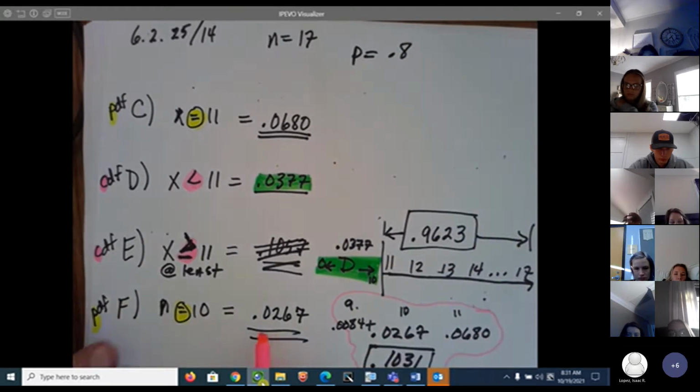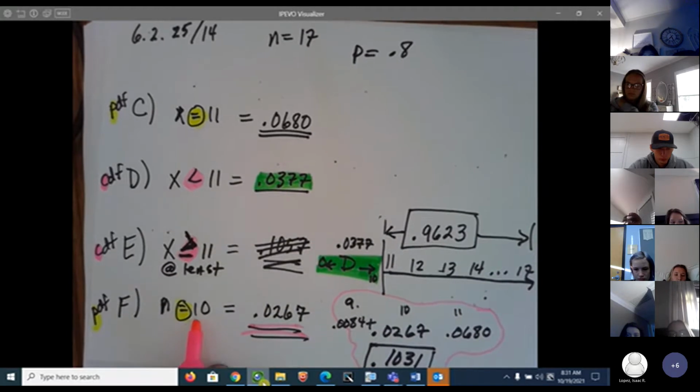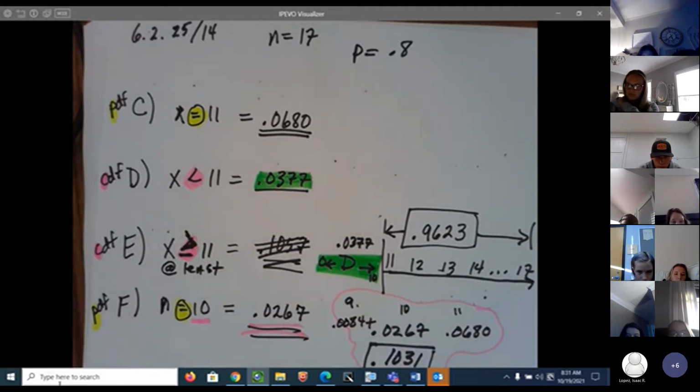This is the correct answer. That's 10. 10 is between 9 and 11. Now, what they should have said is, what is the probability that 9 to 11 flights are on time, or something to that effect? Not between 9 and 11, because between 9 and 11 is 10. I don't agree with that question.